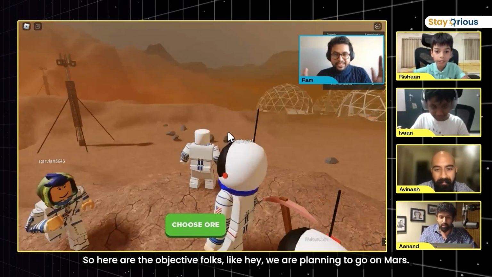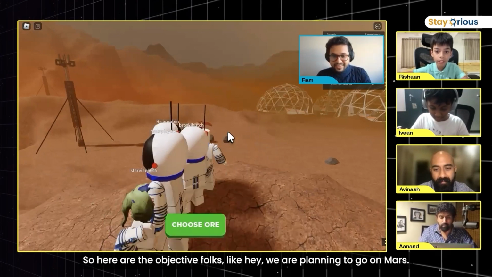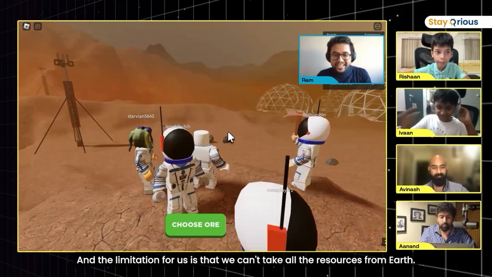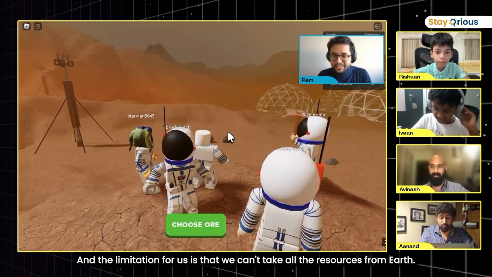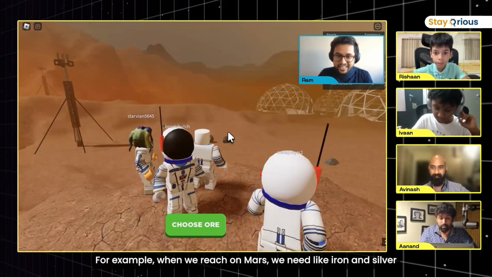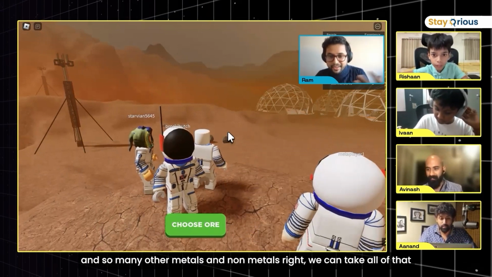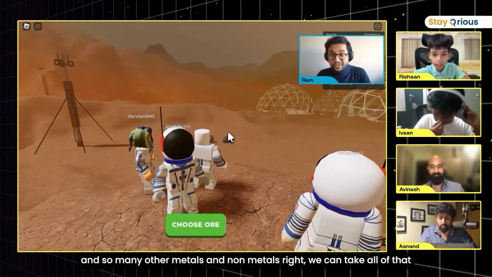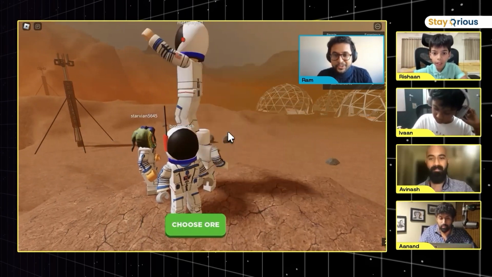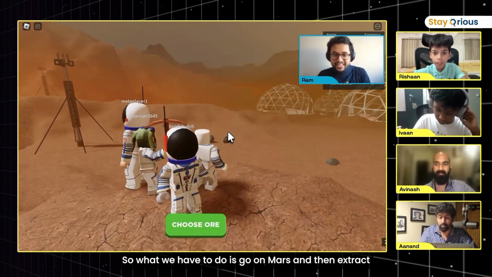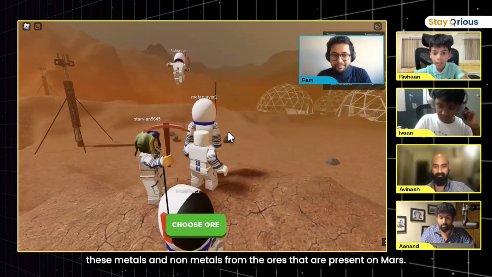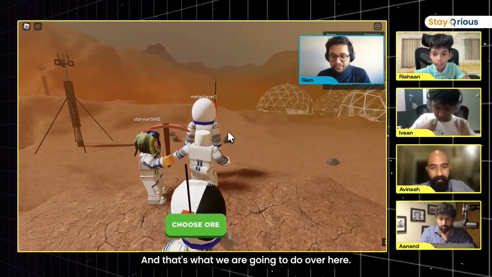So here is the objective, folks. We are planning to go on Mars. Elon Musk has been doing quite a lot of things for putting humans on Mars, right? And the limitation for us is that we can't take all the resources from Earth. For example, when we reach Mars, we need iron and silver and so many other metals and non-metals, right? We can't take all of that in our spaceships because it's going to be very heavy. So what we have to do is go on Mars and then extract these metals and non-metals from the ores that are present on Mars. And that's what you are going to do over here.